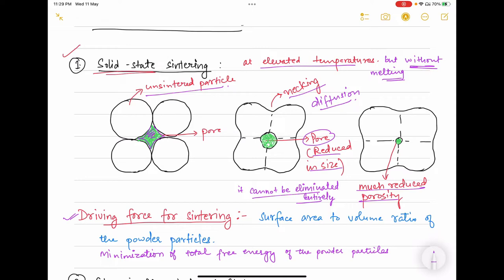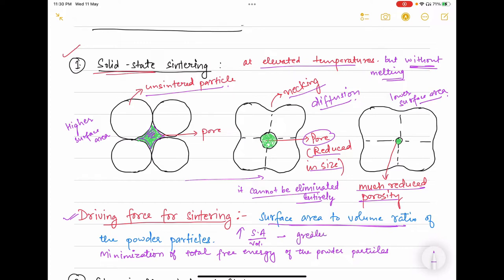When these particles fuse together at elevated temperatures, the total surface area decreases. As you can see here, the surface area is higher, but as it fuses here, the surface area is much lower. This driving force is also directly related to the surface area to volume ratio of the powder particles. The higher the surface area to volume ratio, the greater is the free energy driving force.